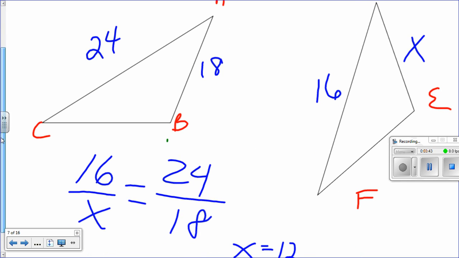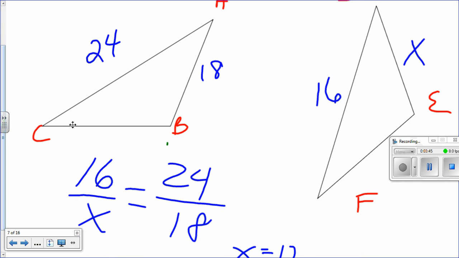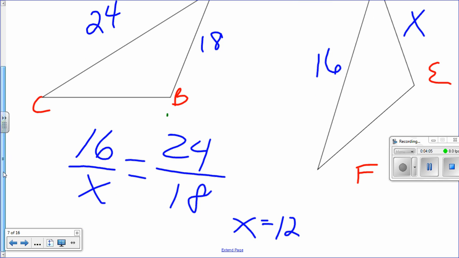Okay, here's an example. You want to find X. So again, even though the triangles are a little mismatched, meaning this one's rotated a little bit, you still have to match the corresponding sides up. So we have the hypotenuse 16, or I'm sorry, the longer side here, 16, is compared to X, and then the corresponding side, 24, is compared to 18. Cross multiply and solve, and you would get X is equal to 12.